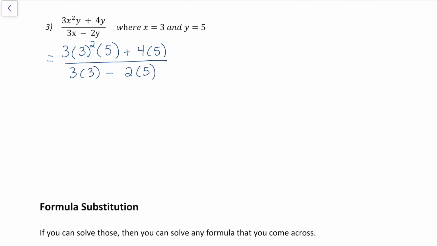And now I'm going to go through my order of operations. Again, we're treating the top and the bottom as their own separate questions, and then we can divide their answers. So here I don't have anything to solve inside of brackets on the top, but I do have an exponent. So let's solve that first. 3 squared is going to be 9. And on the bottom, I don't have any brackets and I also don't have any exponents. So for this step, I'm just going to leave it as is.